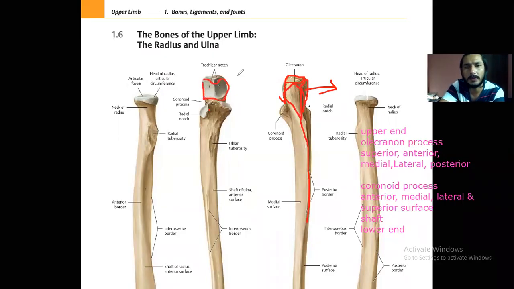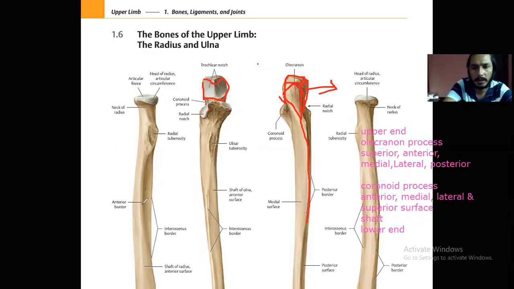Then the anterior surface forms the upper part of the trochlear notch. So this whole thing is the trochlear notch only. The trochlear notch is formed by the anterior surface of the olecranon process and the superior surface of the coronoid process. That coronoid process I'll tell, and then I'll tell about the trochlear notch. So the anterior surface of the olecranon process bears the trochlear notch, which articulates with the trochlea of the lower end of the humerus to form the humeral joint. That is the elbow joint only.